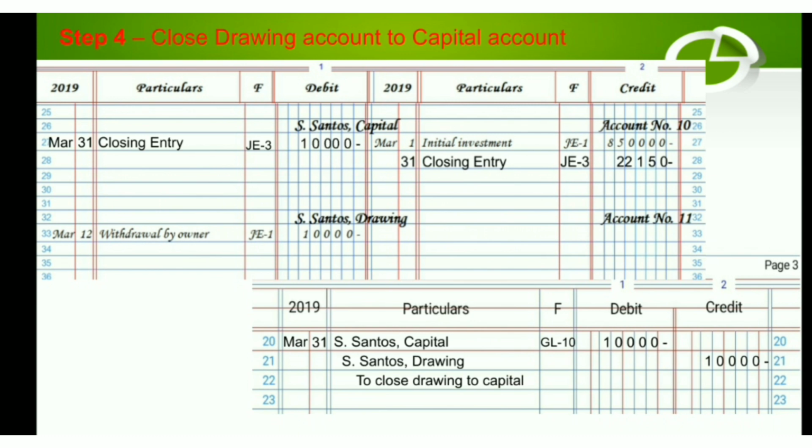Now for the credit entry, S. Santos drawing of 10,000 pesos. This will be posted to account number 11 in the general ledger. That's why here in the folio column of the general journal, we will write GL11. And since this is a credit, this will be posted to the credit side of account number 11, S. Santos drawing. We have the date, March 31. So this is all about the closing entry. And the folio is JE3 since this is taken from page number 3 of the general journal. And then the amount is 10,000 pesos.